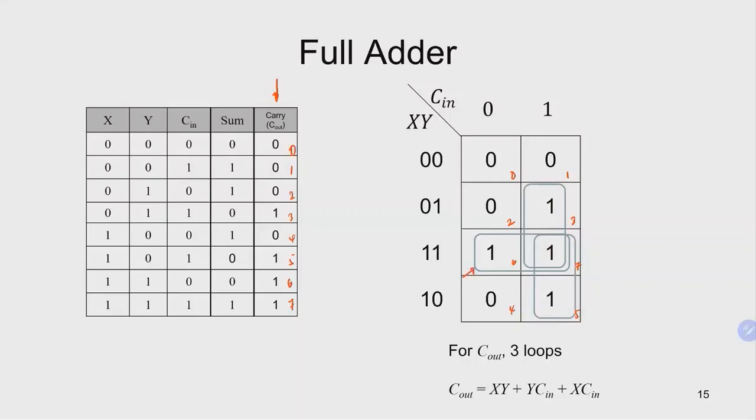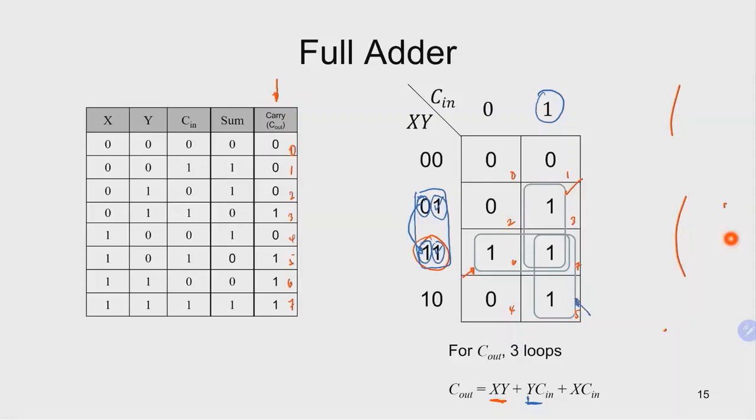So this loop here, okay, we got 1, 1. So in this loop here, we can see that Cin changes. So we only have XY in this product term. And then in this loop, X changes. So we're looking at this loop here. So Cin is not changing. So we have our X change, going from 0 to 1. So Y stays the same. So we have Y and Cin.